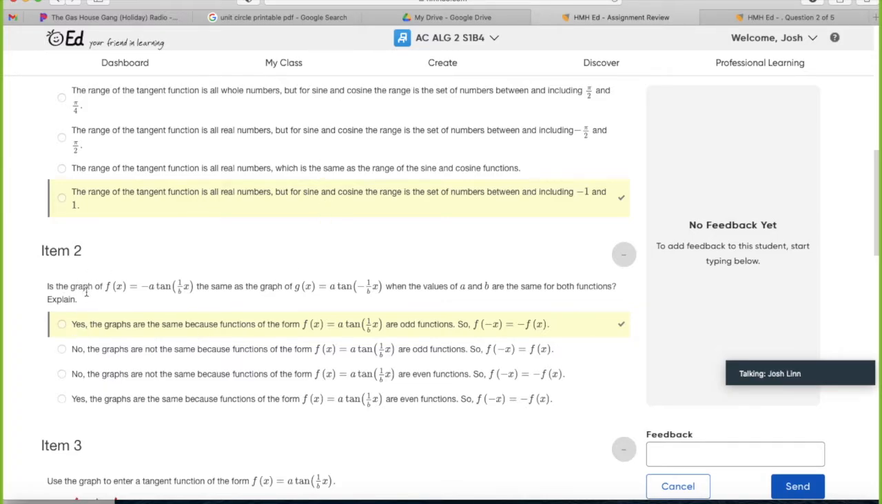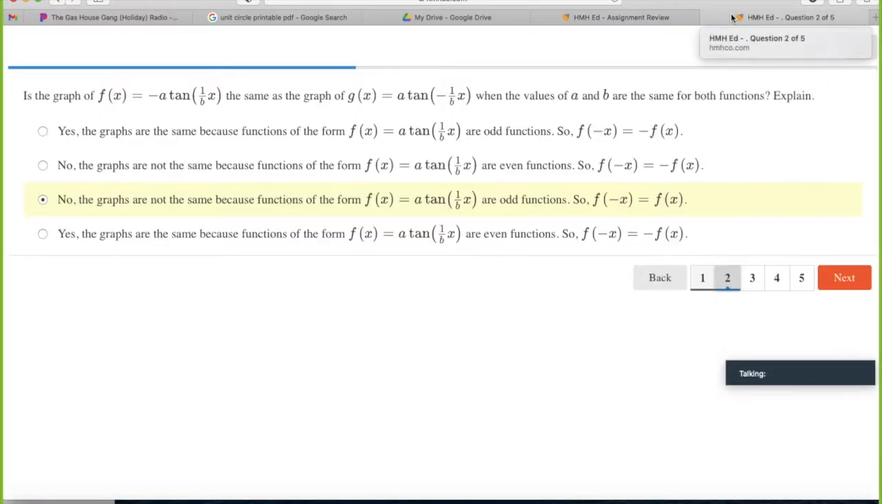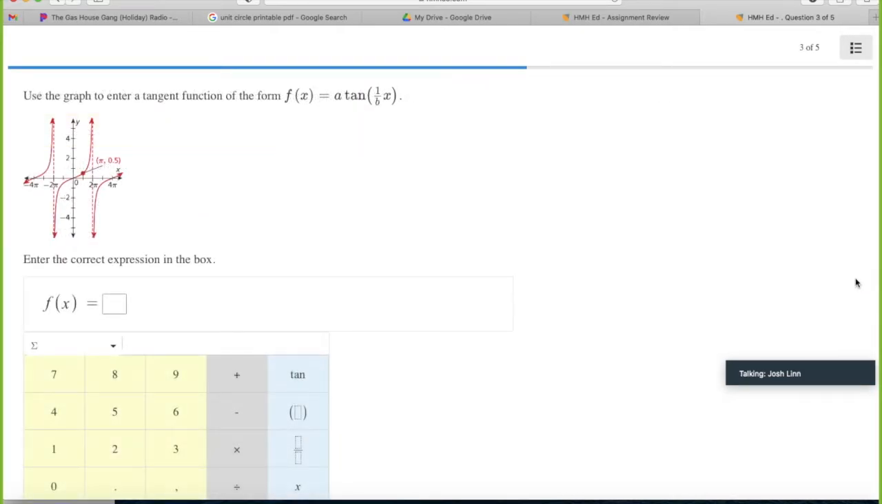Ooh, am I wrong? I'm wrong. Yes, the graphs are the same because the functions of the form f of x equals a tangent bx are odd functions. Okay, so clearly I need to work on my odds and evens. So yes, the graphs are the same because they're odd functions. I need to relook at that definition.